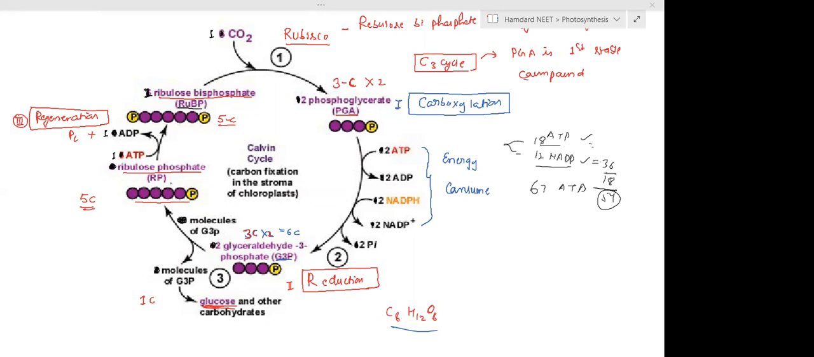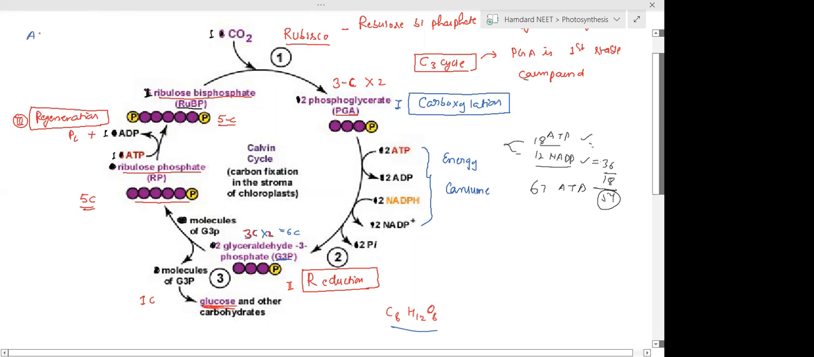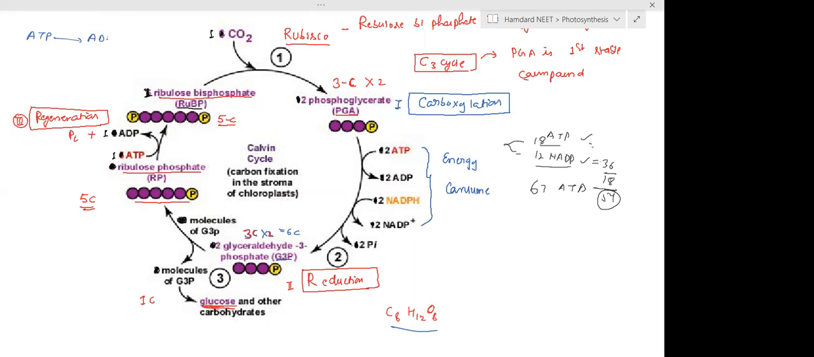Again, ribulose phosphate is not the carbon dioxide acceptor. So what happens? One ATP breaks down into ADP. We know whenever an ATP breaks down into ADP, 1 inorganic phosphate is released. This phosphate is added to RP, ribulose phosphate.